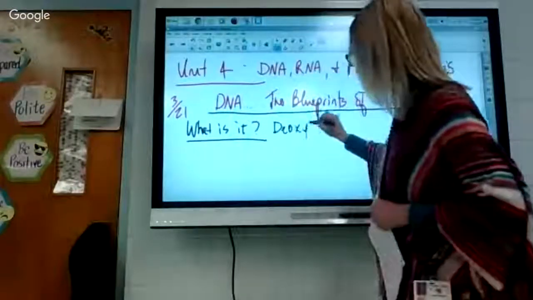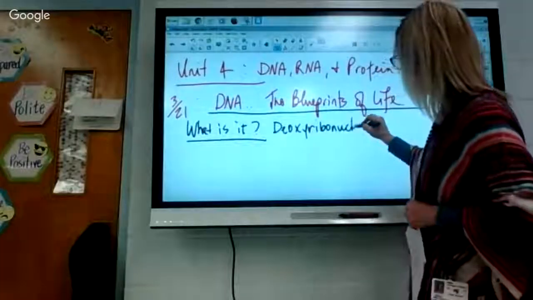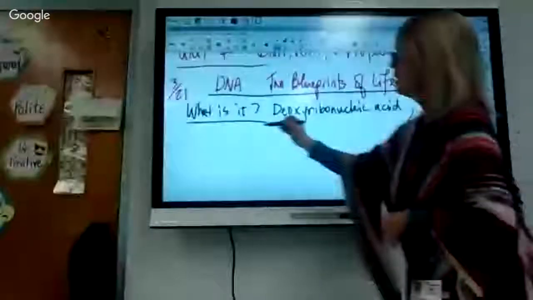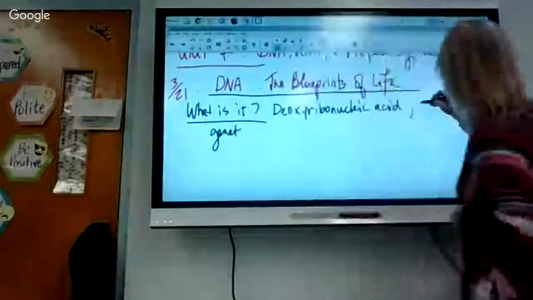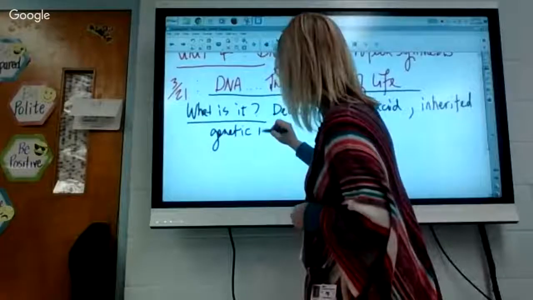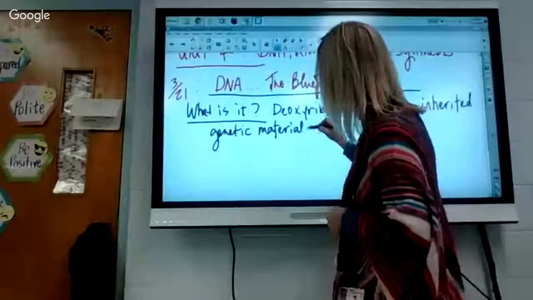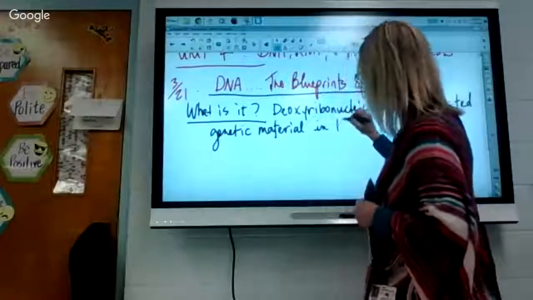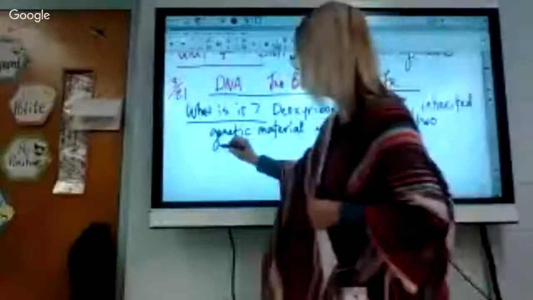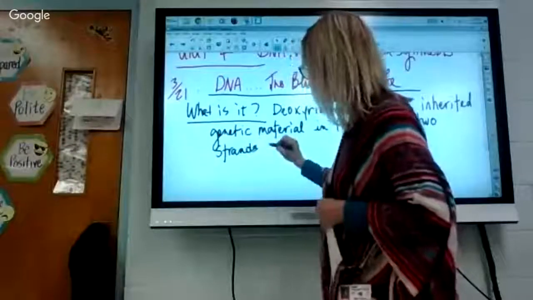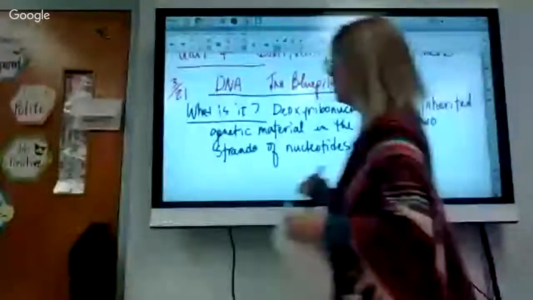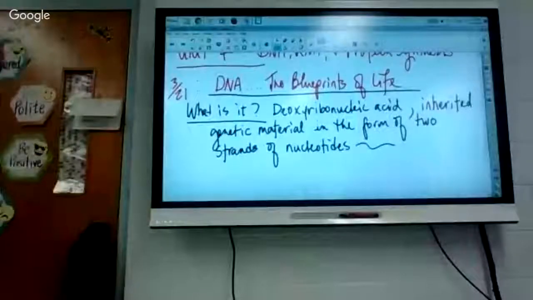Okay, so we know it's deoxyribonucleic acid. Let's put inherited genetic material in the form of 2 strands of nucleotides. Okay, so lots of stuff in that one sentence.